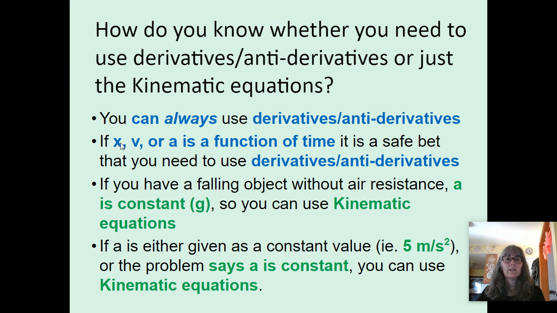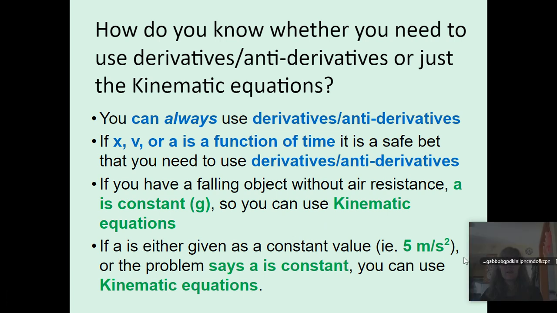If your x, v, or a is a function of time, so in other words, you see t squareds and t cubes and stuff in there, then you need to use calculus. So derivatives and antiderivatives, absolutely. If you have a falling object without air resistance, a is constant. It's 9.8 meters per second squared, so you can use the kinematic equations.